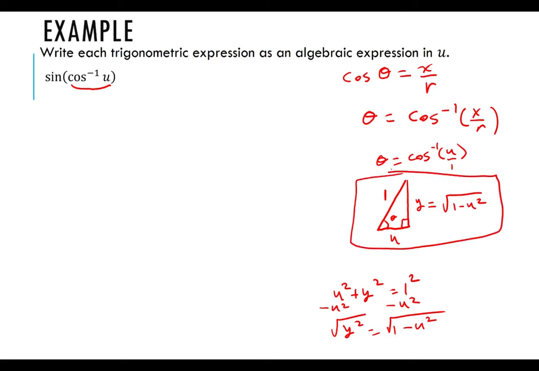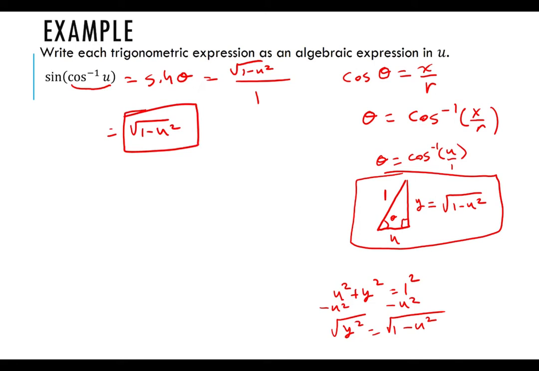Here we have a theta, here we have some stuff in terms of u, and so specifically this is now just stating what is sine of the theta in this specific triangle. Well, sine of theta is y over r, or opposite over hypotenuse. Therefore, this is going to be the square root of 1 minus u squared, all divided by 1. Or, of course, that's just the square root of 1 minus u squared. And so in general, return to your definitions and try to draw a picture.